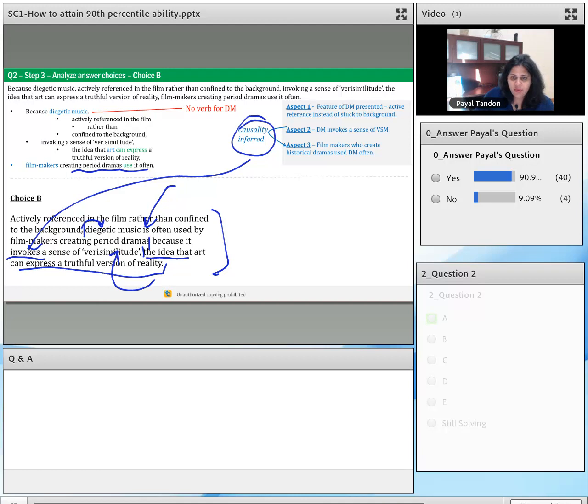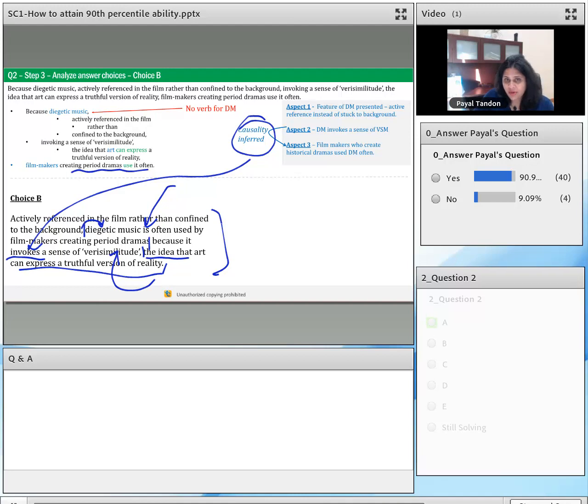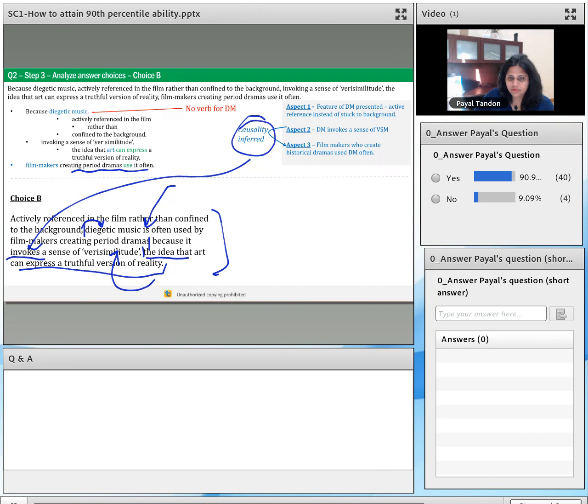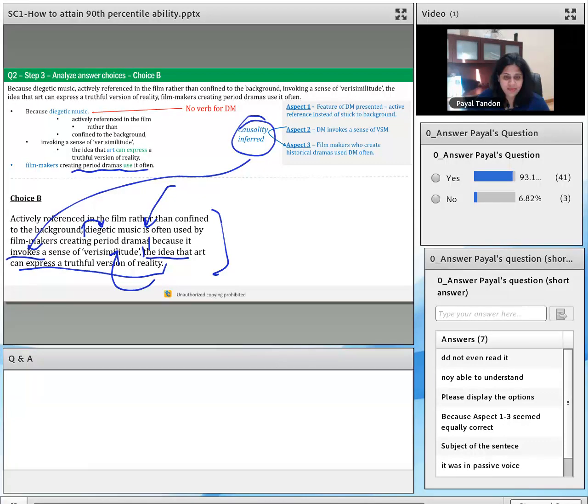Now tell me, for those of you who did not select choice B, and the majority of you did not, why did you reject choice B? Another very important thing, if you are selecting a particular answer choice, you should be confidently rejecting each of the other four incorrect answer choices. Now, it was in passive voice. That is why you're saying that because of passive voice, you rejected this choice.